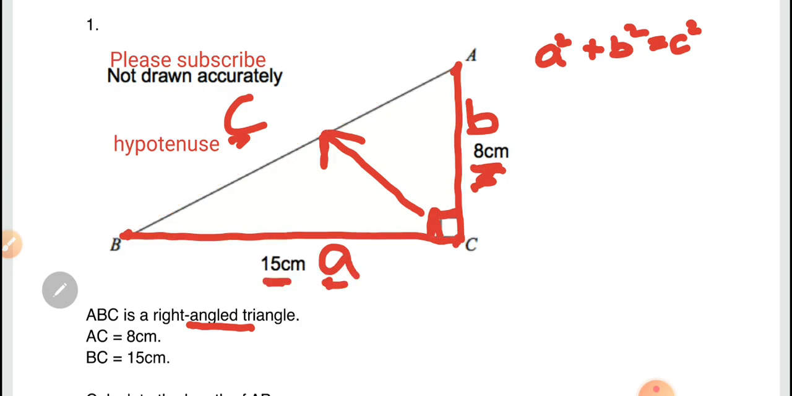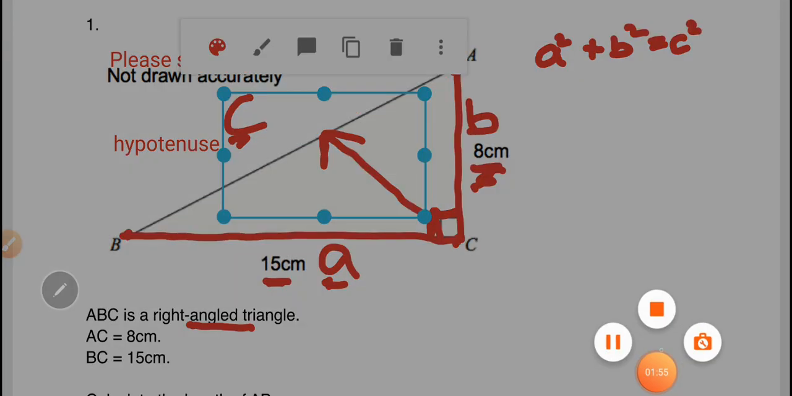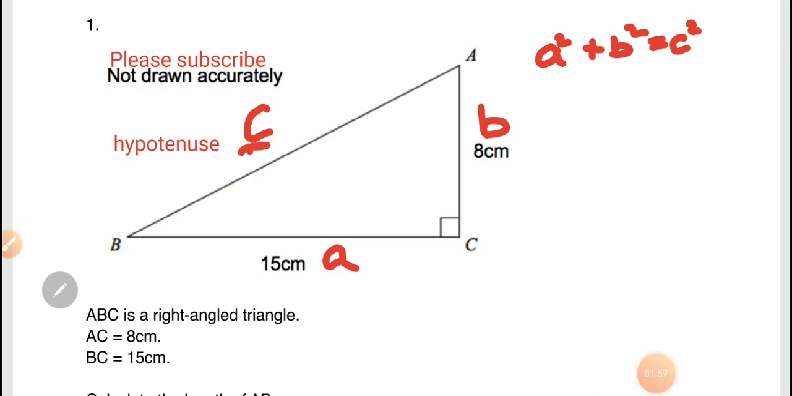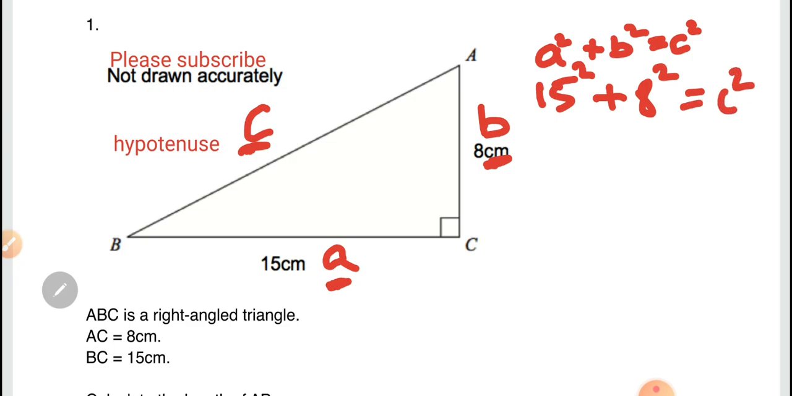So I'm going to just get rid of some of the lines. As I said, this side has always got to be C. I can call this A or B, it doesn't matter. The formula says that this side squared plus this side squared always gives us this side squared, the C, the longest side squared. So whenever we have to find the longest side, we square the 2 shorter sides, which in this case is A and B. So 15 square plus 8 square is equal to C square.